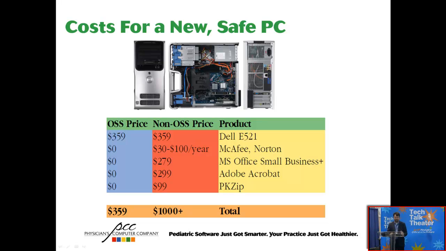We all had to do this for today. Adobe Acrobat's $299. There are other alternatives, of course, and that's what I'm going to talk about. And PKZip, if you have to unzip files, that's if you purchase the commercial license, it's $99. Now, there are many, many other programs that you might need to purchase for your office, from QuickBooks to web design tools and so on and so forth.